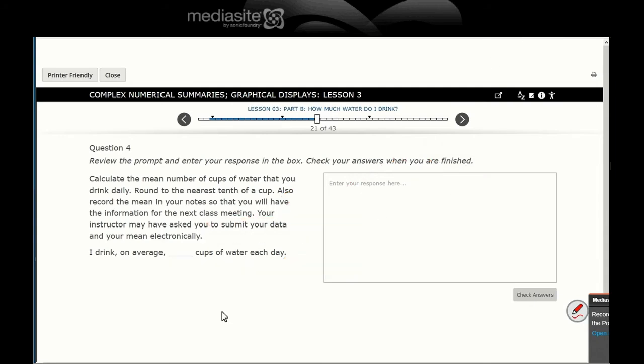Okay. Now it's individual. Calculate the mean number of cups of water that you drink daily. Round to the nearest tenth of a cup. Also record the mean in your notes so that you will have the information for the next class meeting. Your instructor may have asked you to submit your data and your mean electronically. I drink on average, fill in the number, I drink on average about 5 cups.